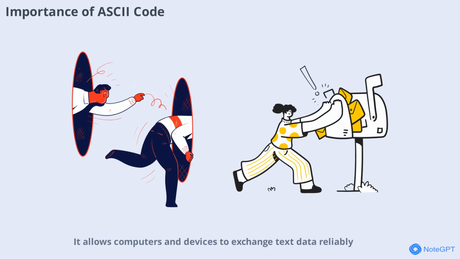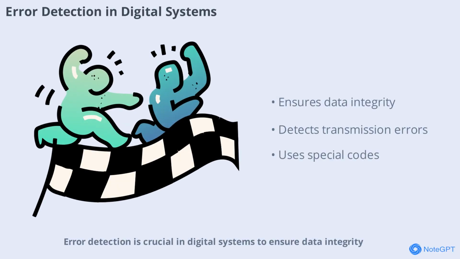It allows computers and devices to exchange text data reliably. From emails to programming languages, ASCII ensures that text is represented and understood consistently across different platforms. Error detection is crucial in digital systems to ensure data integrity. Various codes are used to detect and correct errors that may occur during data transmission or storage.